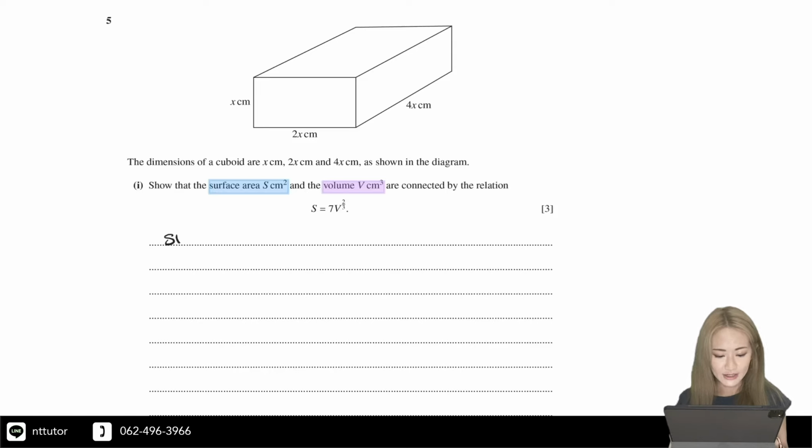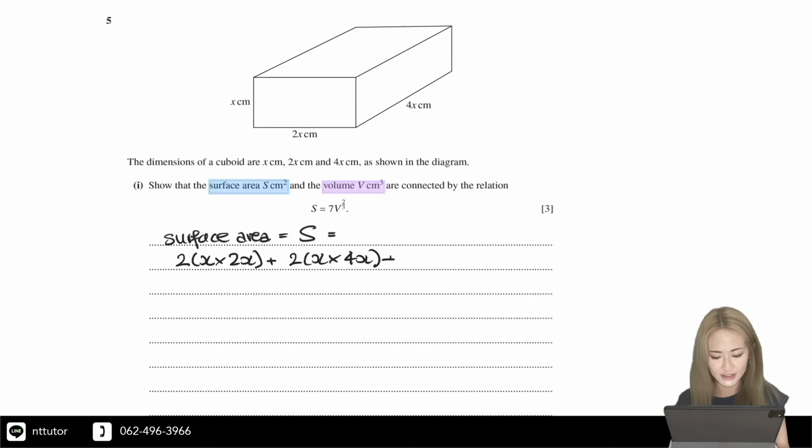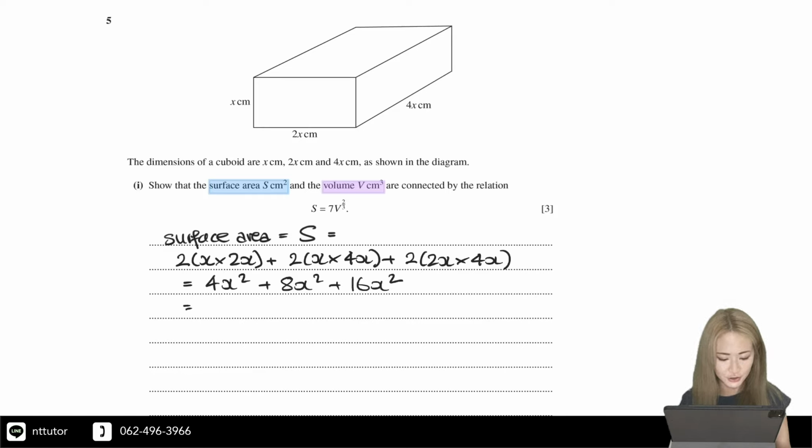So surface area, S, would equal the total surface area. So that's 2 times the area of the first face, 2 times x times 2x, plus 2 times x times 4x, which is the area of the other face, plus 2 times 2x times 4x. If we simplify and expand that, it simplifies to 28x squared. So S is equal to 28x squared in terms of x.